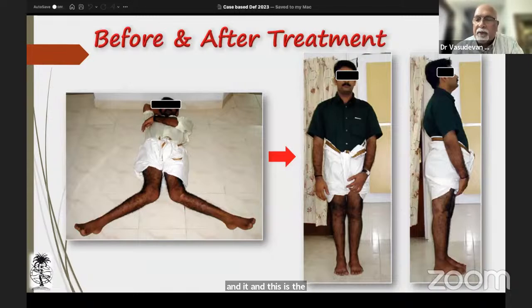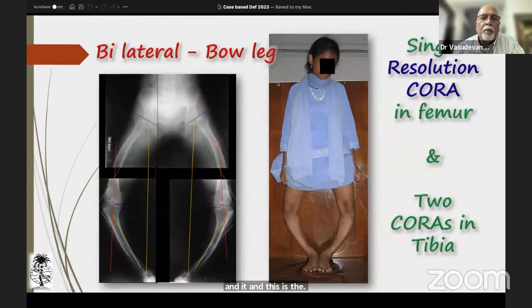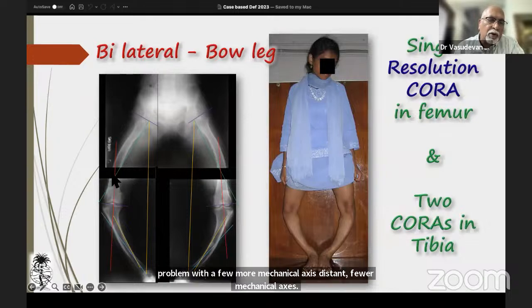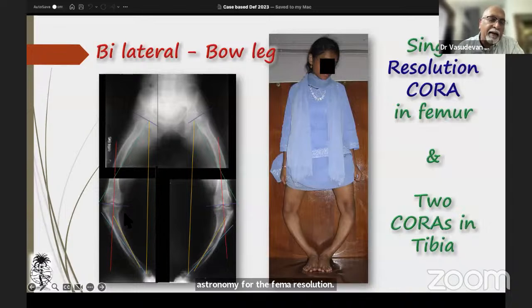This is before and after. So this is a bilateral bow leg deformity. You can see the mechanical axis going here. This is a proximal femur mechanical axis, distal femur mechanical axis. This is a resolution CORA. So I decided to do one osteotomy for the femur at the resolution CORA, whereas in the tibia, I want to maintain this anatomical axis also.